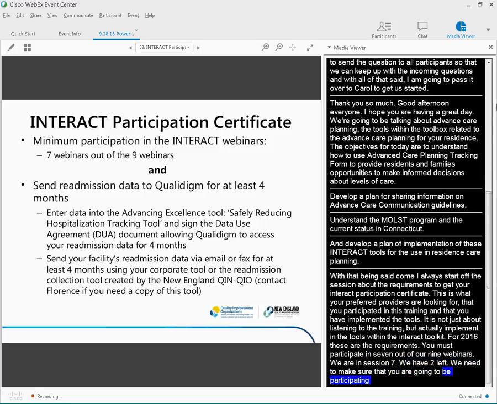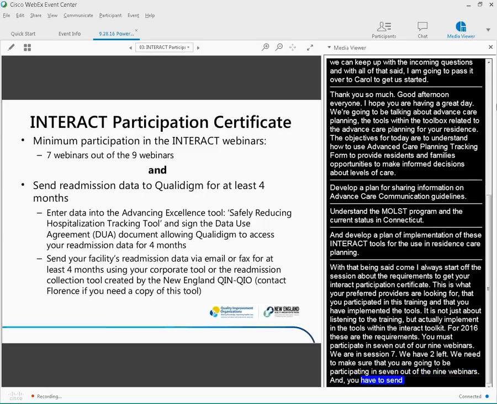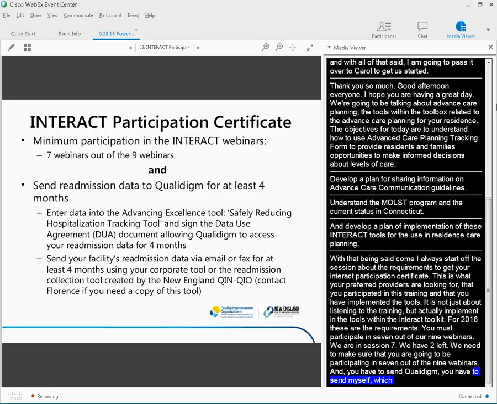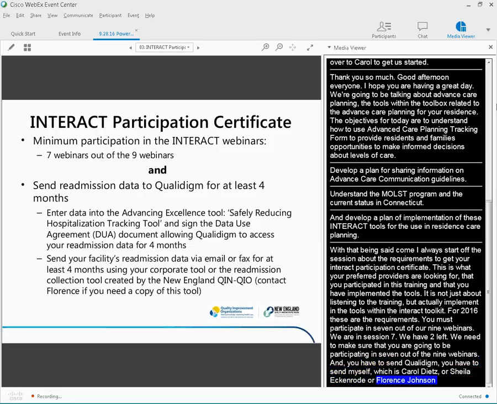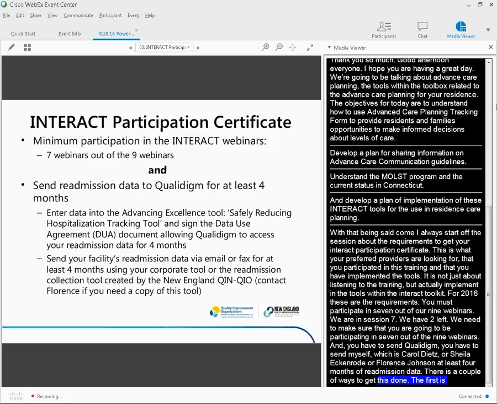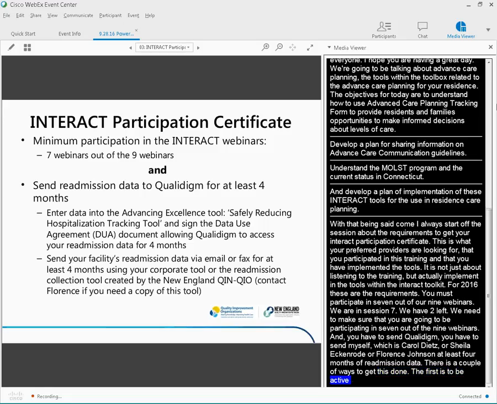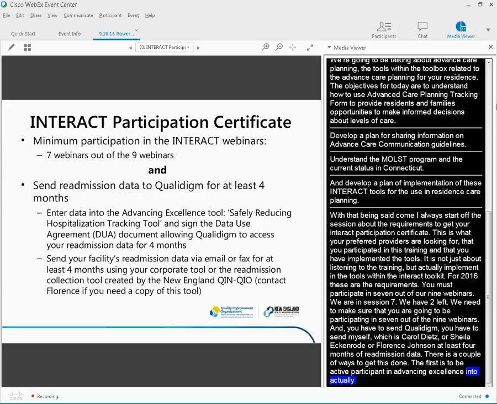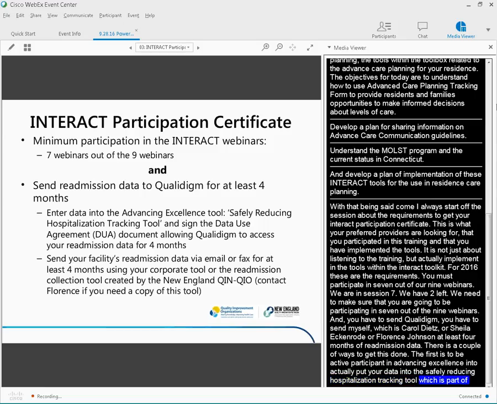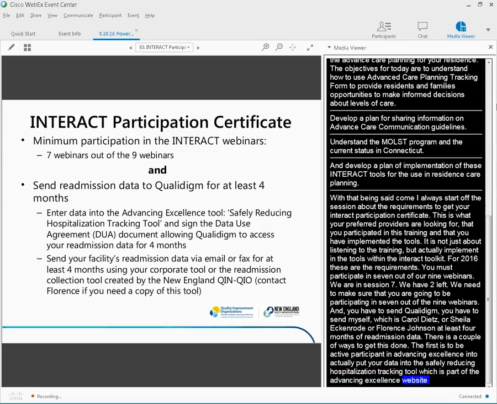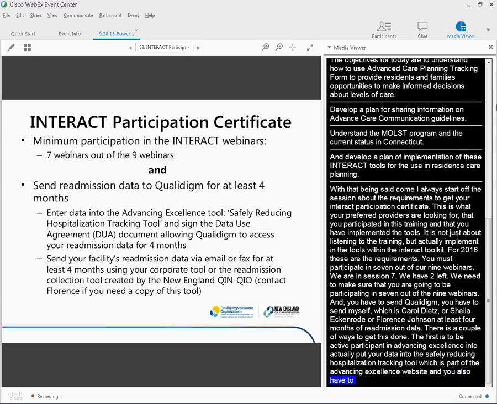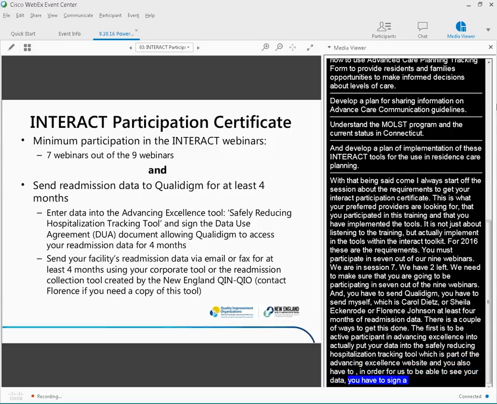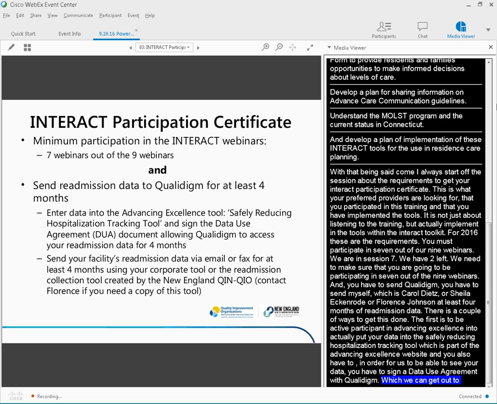And you have to send Qualidine, myself, Carol Dietz, or Sheila Eckenrode, or Florence Johnson, at least 4 months of readmission data. Now, there's a couple of ways to get this done. The first is to be an active participant in Advancing Excellence and to actually put your data into the Safely Reducing Hospitalization Tracking tool, which is part of the Advancing Excellence website. And in order for us to be able to see your data, you have to sign the data use agreement with Qualidine, which we can get out to you, and then we can start looking at your data.